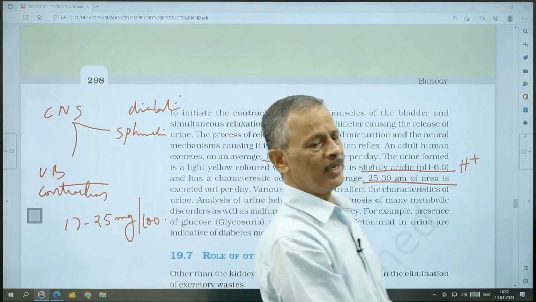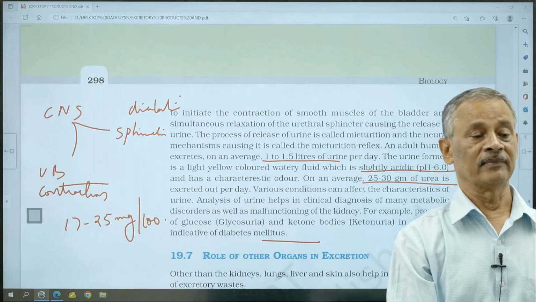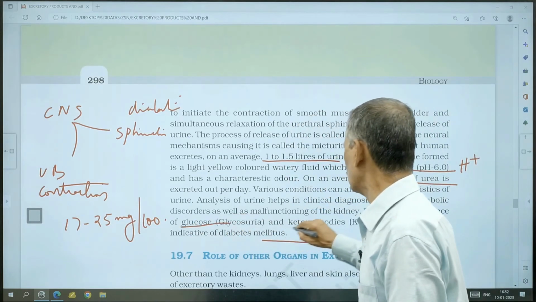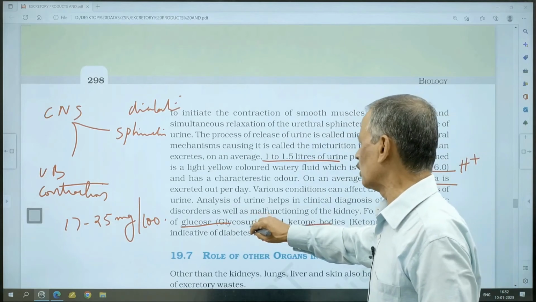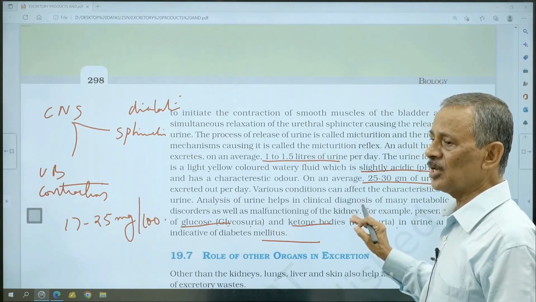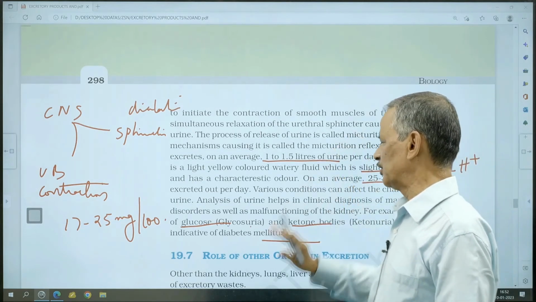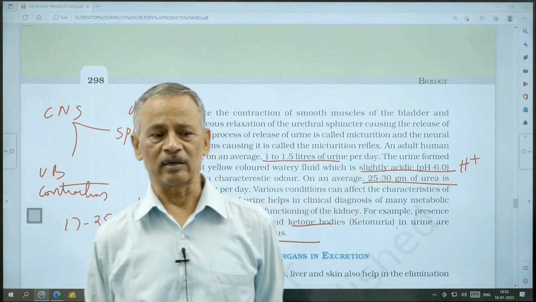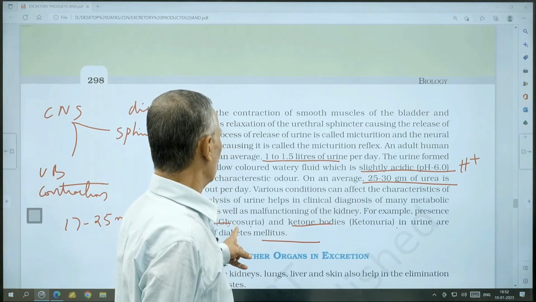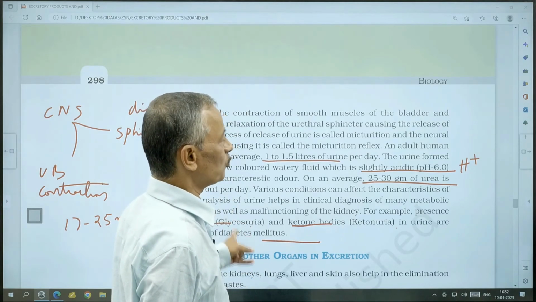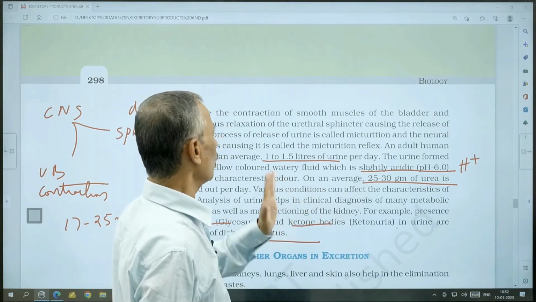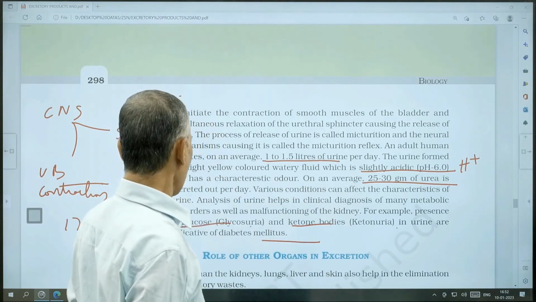The urine may very often contain abnormal ingredients called glucose and ketone bodies. Presence of glucose is called glucosuria, and ketone bodies is called ketonuria, which are symptoms of diabetes mellitus, which is simply called sugar. So, in diabetic patients who have sugar, glucose is an ingredient passing out through the urine. In a normal healthy man, there will be no glucose. All the glucose will be absorbed.